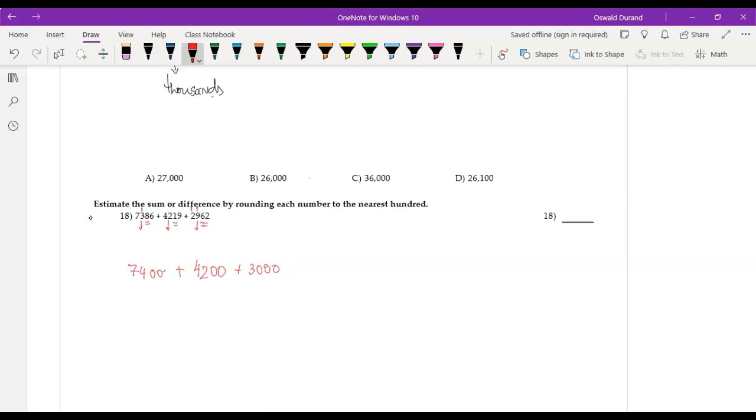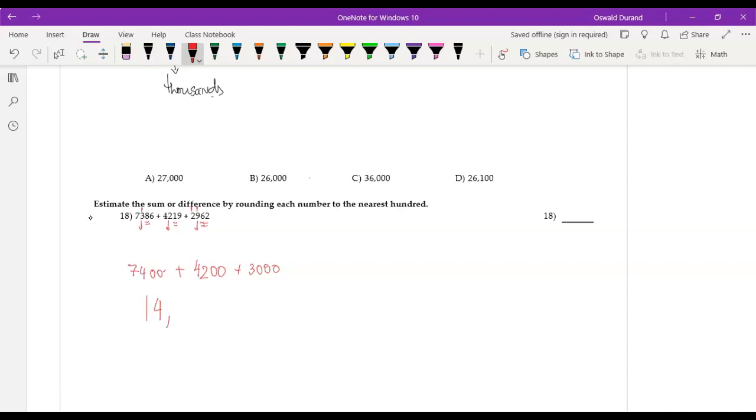Okay? So, I've done my job here. I've rounded each number to the nearest 100. Now I need to estimate just by adding, right? So, how do I add? It's very simple. All the digits that are in the same position, I'm going to add them up, right? So 7 is 1,000, 4 is 1,000, and 3 is 1,000. So 7 plus 4 is 11, 11 plus 3 is 14, so it's going to be 14,000, right?